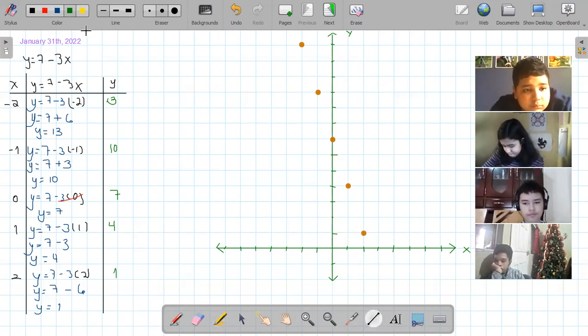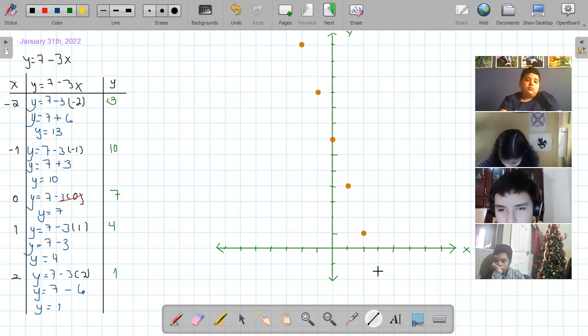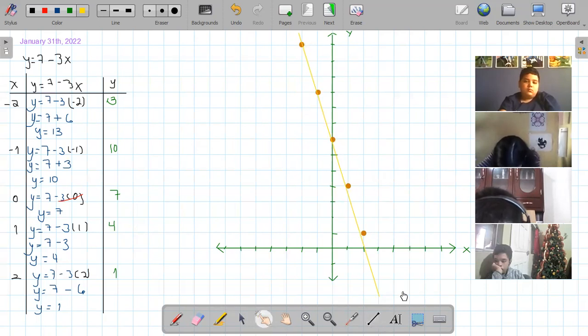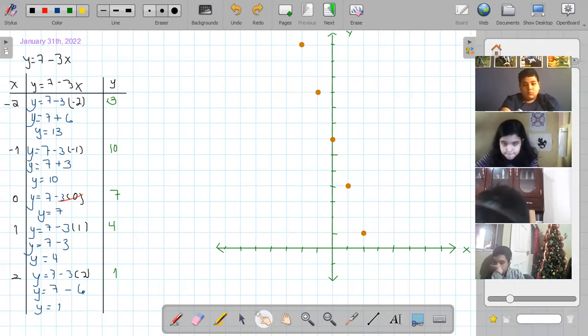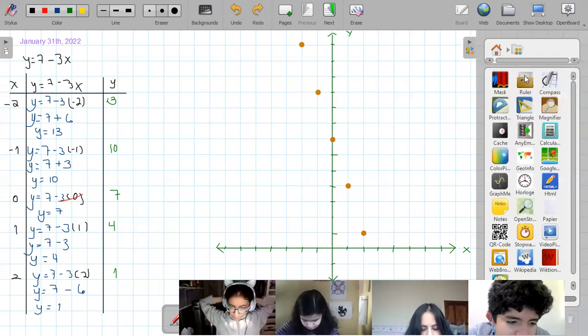Now I need to connect my 5 points with a straight line. I'm going to use the yellow. I'm going to try to see if I can do it properly. Yes. Let me do it again. See why you need a ruler? So let's use the ruler. Let's use the application of the ruler.